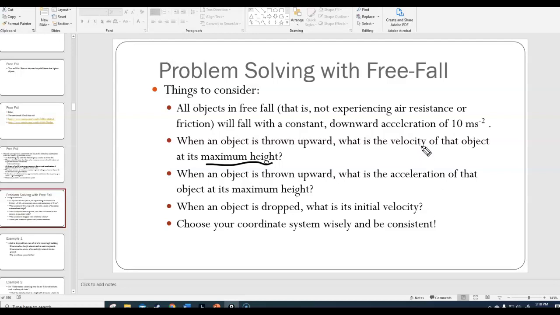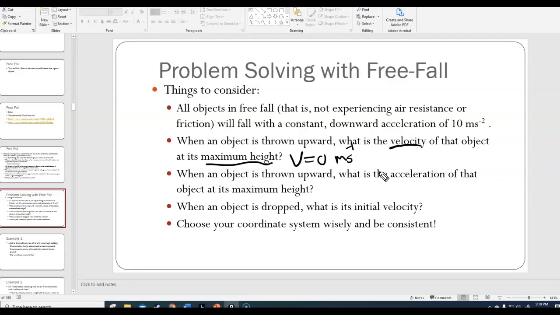Now I should be careful. I should really say the velocity up and down of that object at its maximum height is 0. Because in the next unit we'll see, well, we'll get to that in the next unit. Never mind. So let's just say for now that would be v equals 0 meters per second. And I'm telling you this because this is often a context clue to solve certain types of problems.